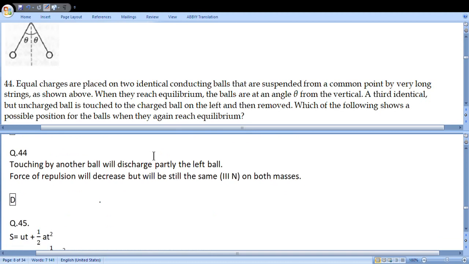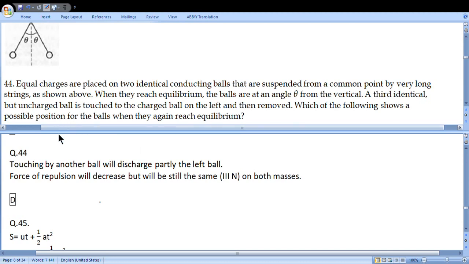Equal charges are placed on two identical conducting balls that are suspended from a common point by a very long string as shown above. When they reach equilibrium, the balls are at angle theta from the vertical. A third identical but uncharged ball is attached to the charged ball on the left and then removed. Which of the following shows the possible position of the balls when they again reach equilibrium?